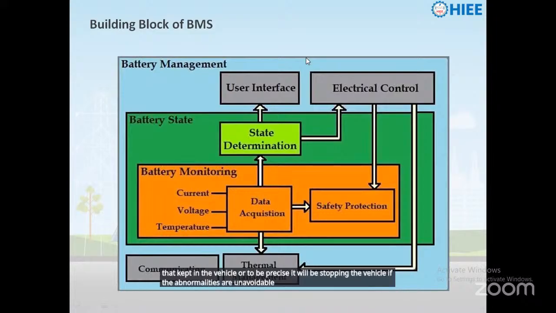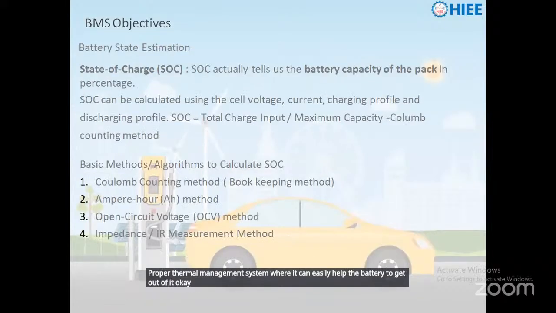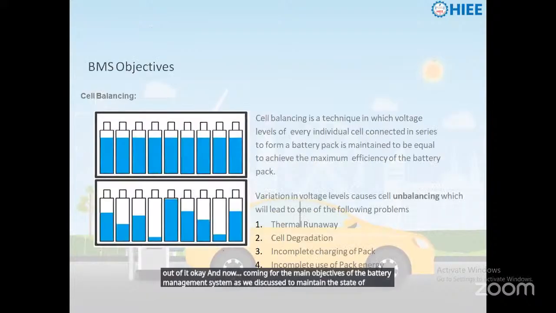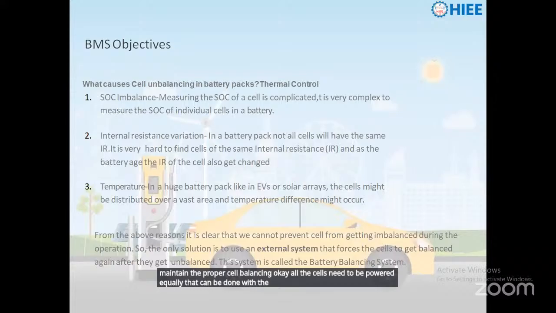Okay, so most of the people are asking about the battery temperature control. This is what happens in case of the batteries. We will be having the proper thermal management system where it can easily help the battery. Okay, and now coming to the main objectives of the battery management system, as we discussed, to maintain the state of health. Okay, then to maintain the proper cell balancing. All the cells need to be powered equally. That can be done with the help of cell balancing.